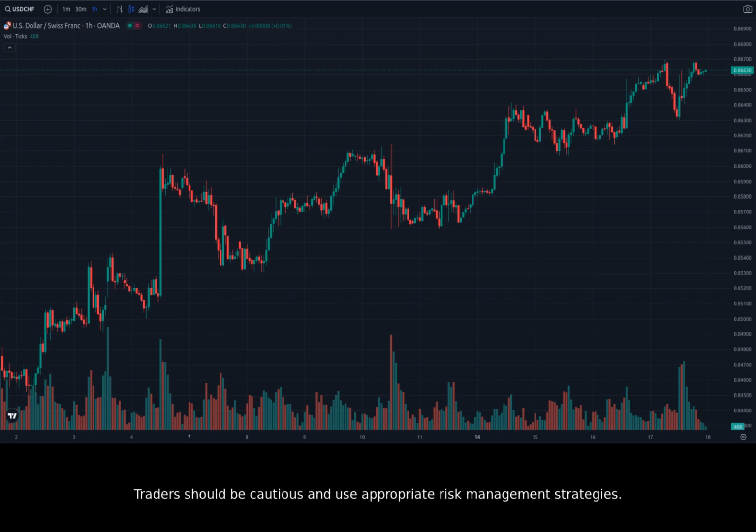Traders should be cautious and use appropriate risk management strategies. Remember, this is just a technical analysis, and past performance is not indicative of future results. Always do your own research and consult with a financial advisor before making any investment decisions.